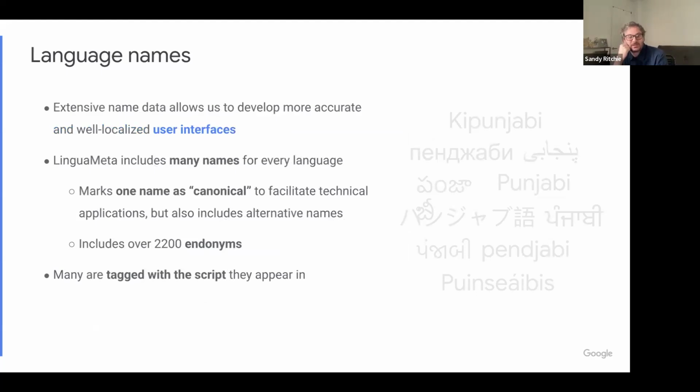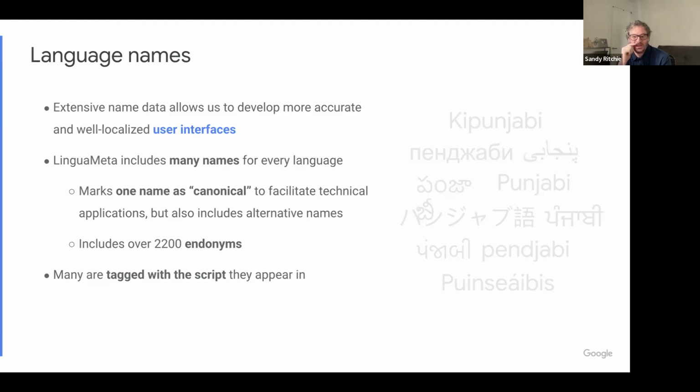Then language names. Language names allow us to develop more accurate and well localized user interfaces. Like I was saying earlier, one important thing is to represent the language correctly when you're adding it to a menu in an app for a new product or a new technology. And we also have to do that in every localized version of that app. Every name for every language needs to be present in every version of the app in order to correctly show the list of languages which are available. You can see here on the right some of the names for Punjabi.